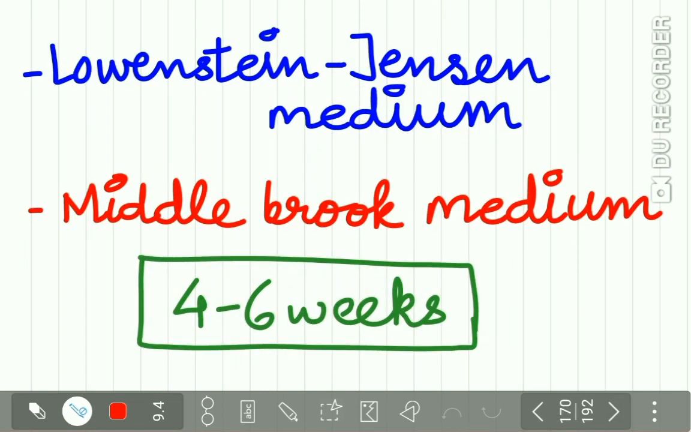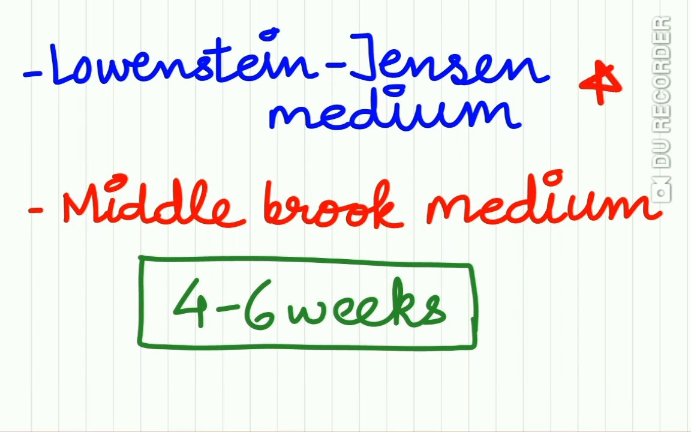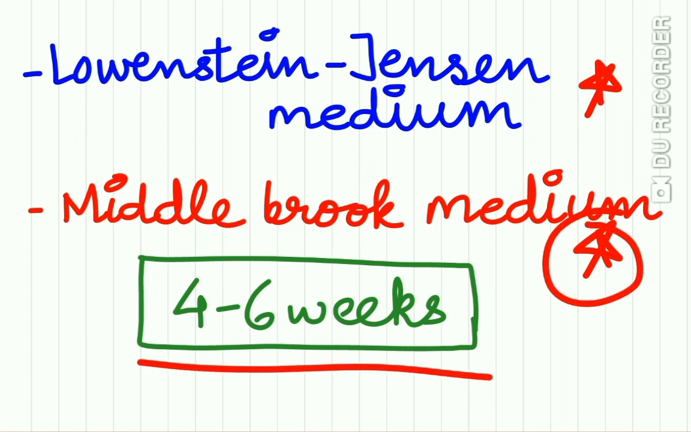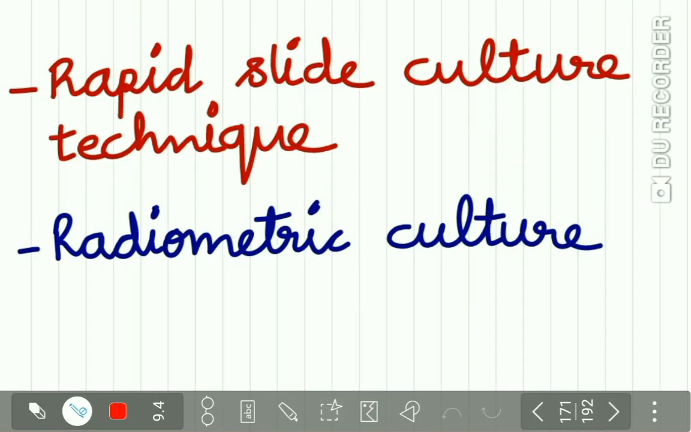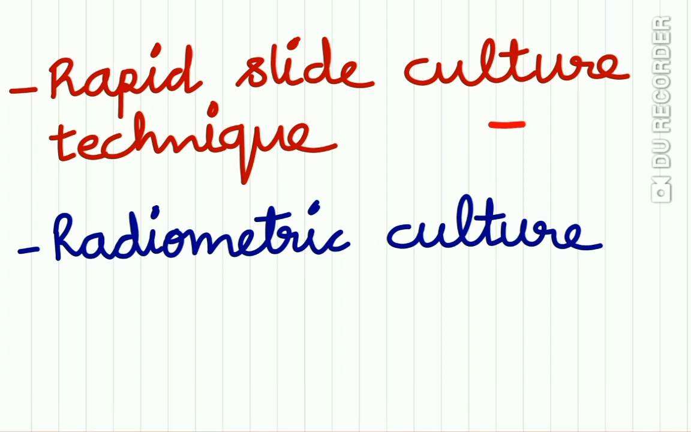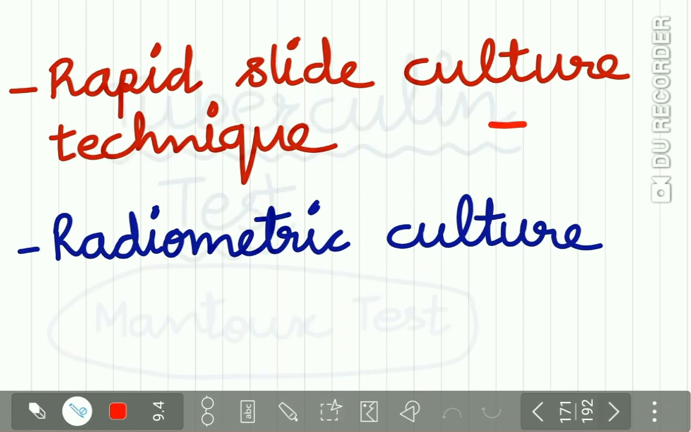Mycobacterial culture: the culture medium used for the Mycobacterium tuberculosis is Lowenstein-Jensen medium and Middlebrook medium. The incubation period is 4 to 6 weeks. Other advanced techniques include rapid slide culture technique and radiometric culture.